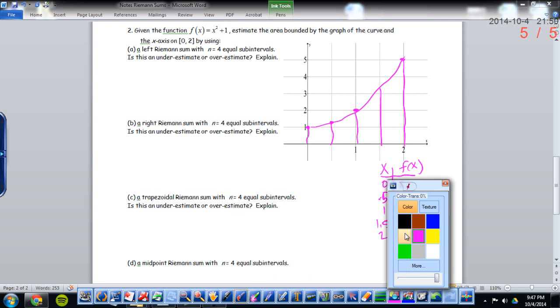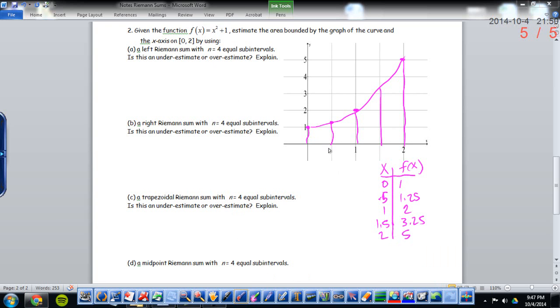All right, so if we use a left Riemann sum, then that means that in this first segment right here, I'm going to draw the height of my rectangle from the left endpoint. And then on the second interval, I'm going to use the left endpoint of that interval to draw the height of my rectangle, and so on. Okay, so these red rectangles represent my left Riemann sum.